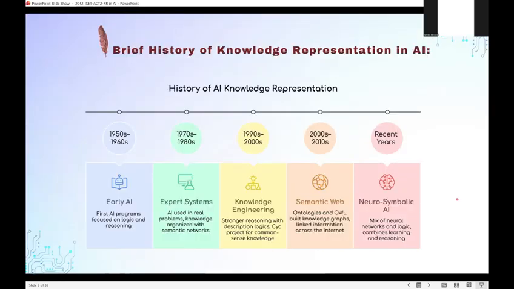So let's see the brief history of knowledge representation in AI. The idea of representing knowledge began in the 1950s. Early AI used simple rules and logics. Later, expert systems and semantic networks were introduced. And today, modern AI mixes logic with learning. We call that neurosymbolic AI, where reasoning meets deep learning.